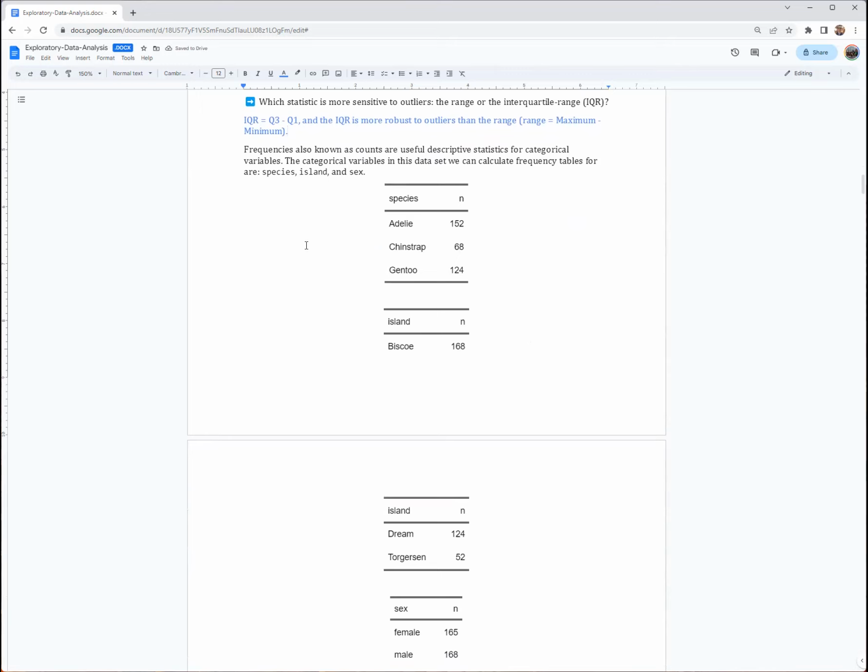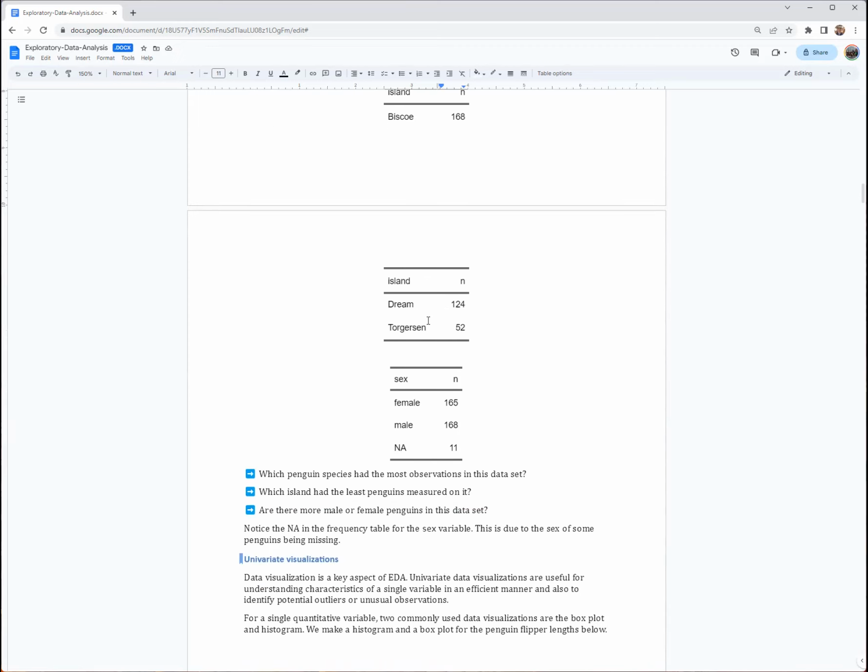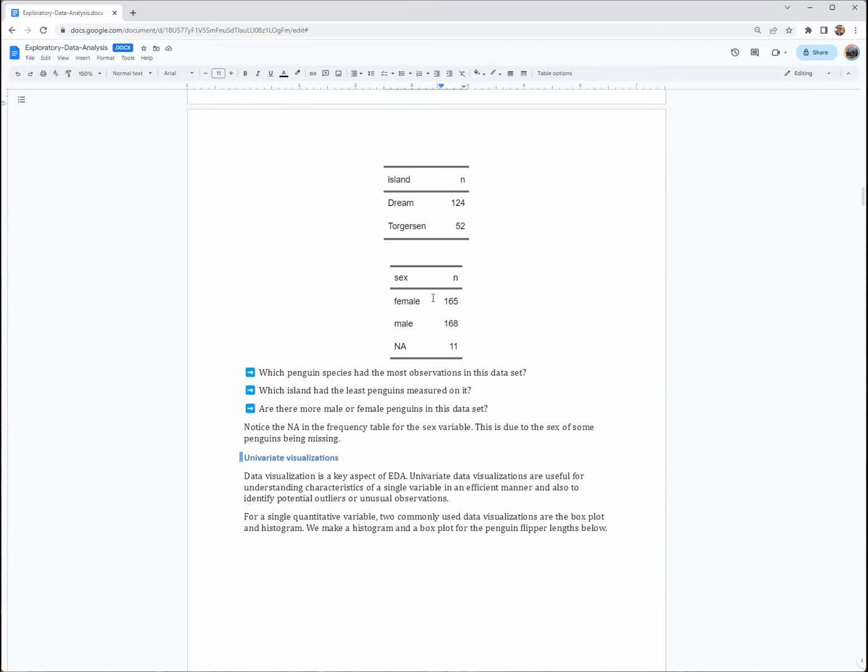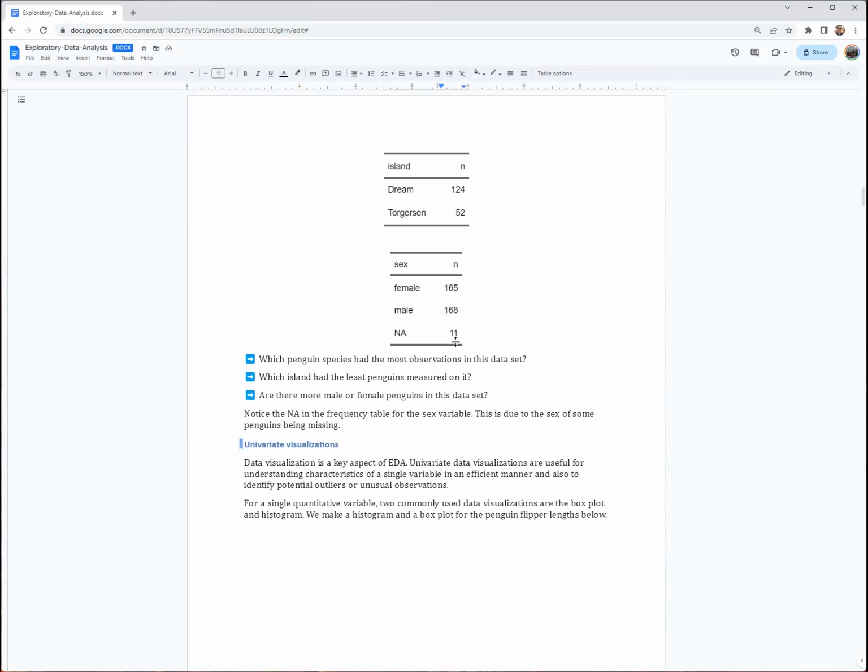Other statistics for univariate analyses, for one variable. Commonly for a categorical variable, we give a table of counts. So a frequency table, sometimes this is called. This is telling us there were 152 Adelie penguins in this data set, 68 chinstrap, and 124 gentoo. And we have the number of penguins on each island, the number of penguins of each sex, whether they're female or male.